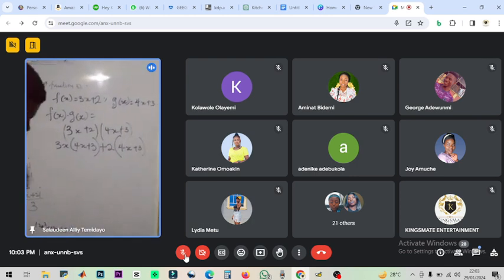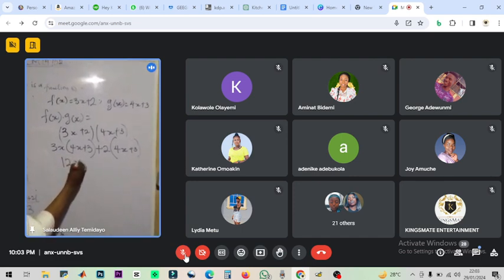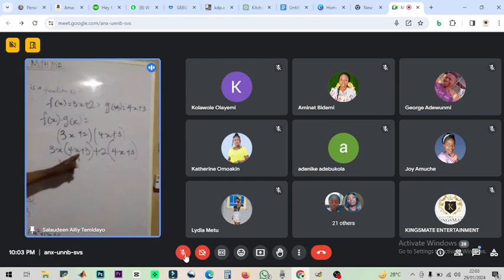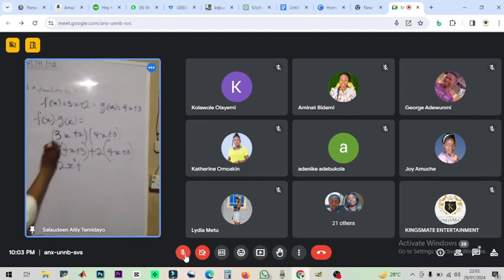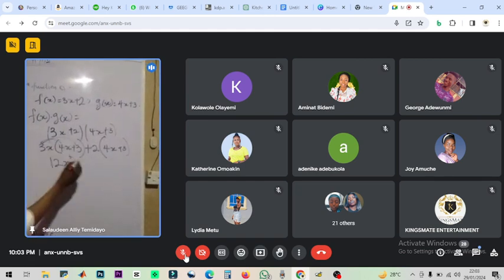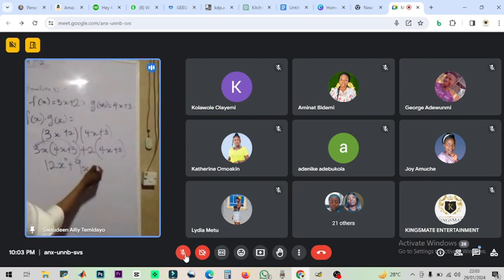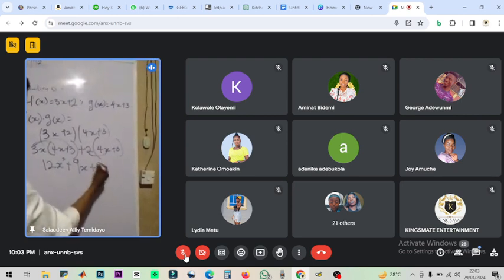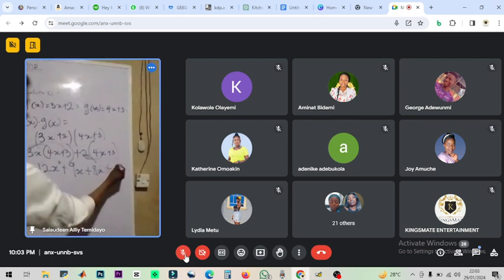Now I'm going to multiply. 4x times 3x equals 12x squared. x times x gives x squared. 3 times 4 gives 12. Plus 3x times 3 gives 9x. Your plus is here, right? 2 times 4x, that is 8x. Plus 2 times 3, that is 6.